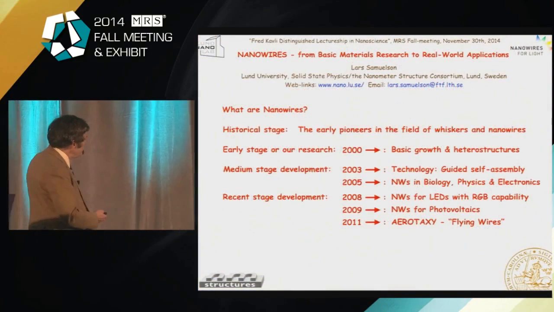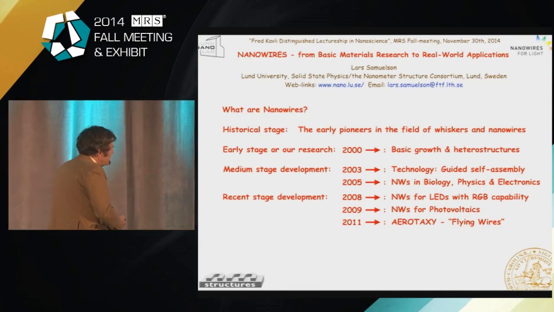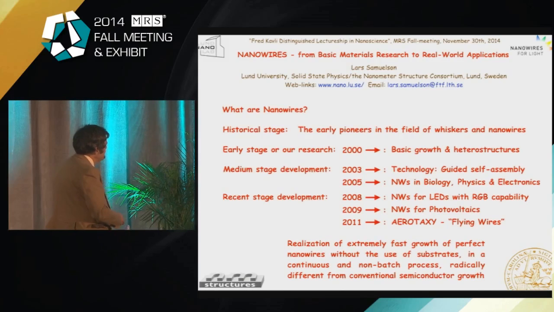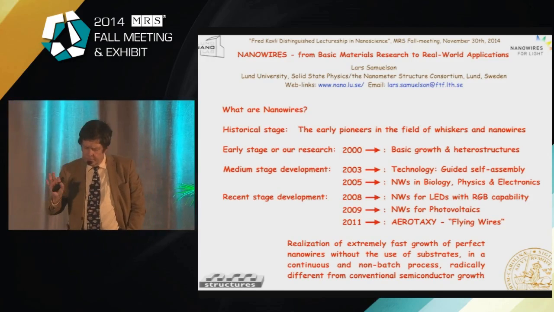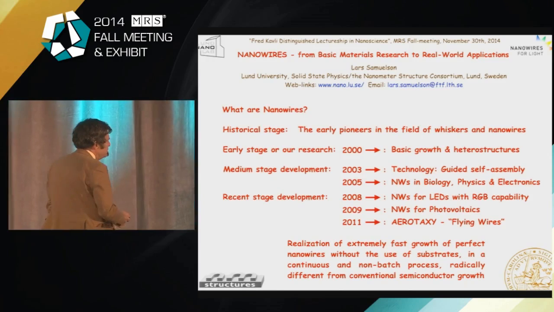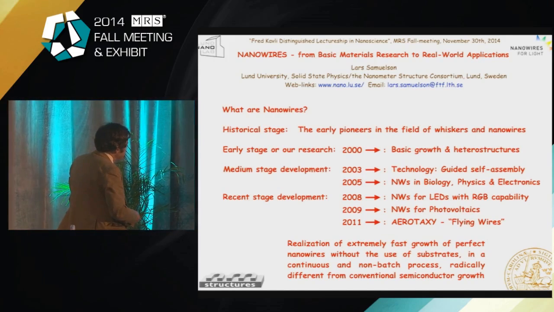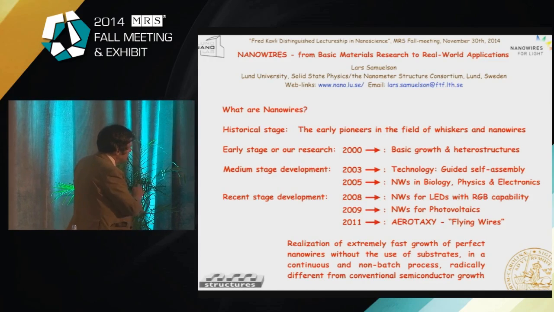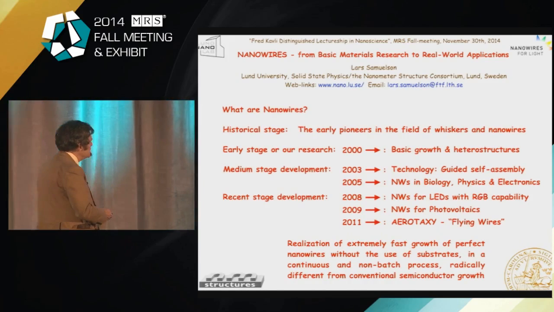So the last thing I'll talk about is the flying wires, the aerotaxi, and I'll give a little bit about the background. So let me just summarize what it is. There's an extremely fast growth of nanowires that are at least typically a factor of 100 faster than conventional crystal growth. And we do that in a continuous process of growing these nanowires. It is not batch based, so it's a continuous process. It is very different from conventional semiconductor growth, obviously.